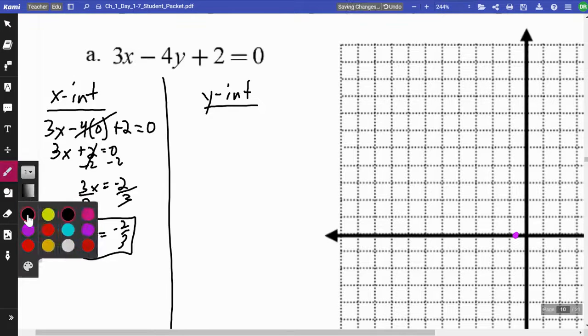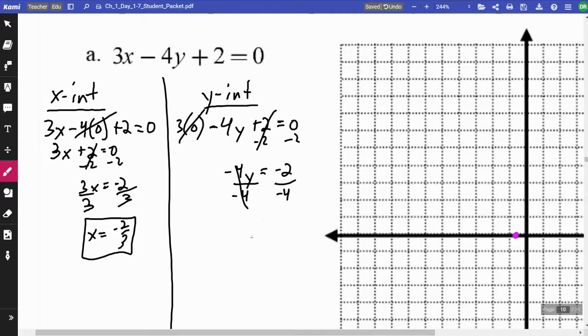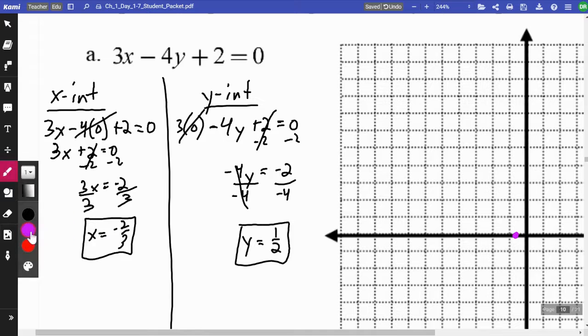And our y-intercept, same deal. We're just gonna plug in 0 for the other one. So 3 times 0, which is nothing, minus 4y plus 2 equals 0. And we're just solving again now for y. So subtract 2, that's gone. Negative 4y equals negative 2. Y is being multiplied by negative 4, so we would divide by negative 4 to get it out of there. And then this ends up becoming 1/2 when you reduce it. Which, again, these aren't great numbers because they're intercepts, but we're talking about fractions here.